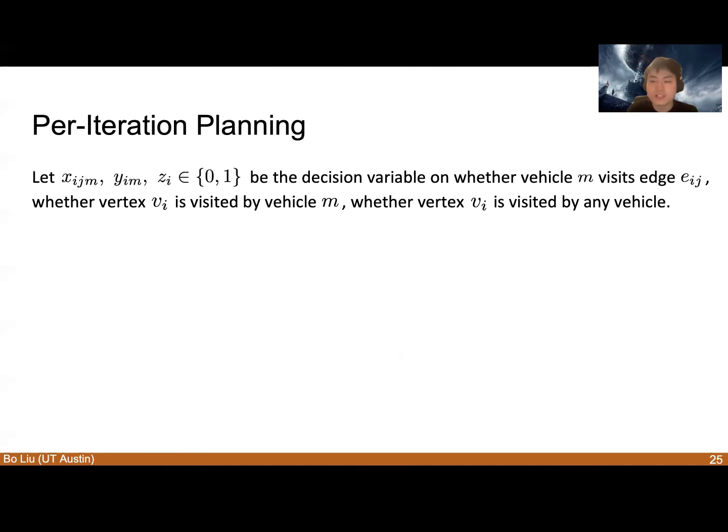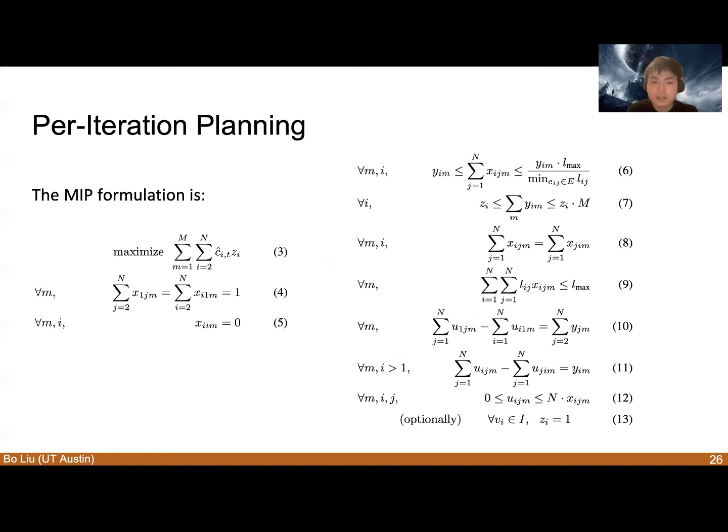Now we are ready to present the MIP. The decision variables are binary decision variables X, Y, and Z. Here, X_IJM denotes whether vehicle M will traverse the edge E_IJ, and Y_IM denotes whether vehicle M will visit the vertex I, and Z_I denotes whether vertex I will be covered by any vehicle. The complete MIP formulation is like the following. I will explain them in detail step by step.